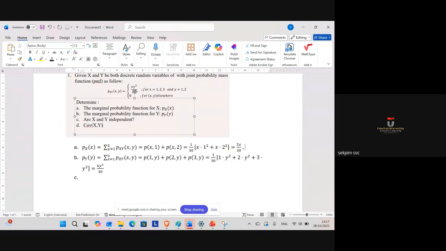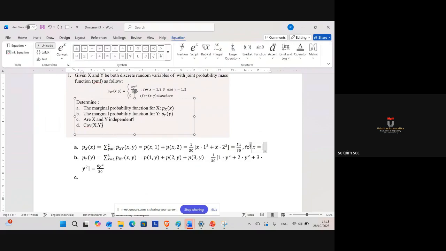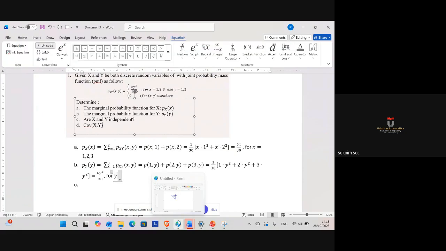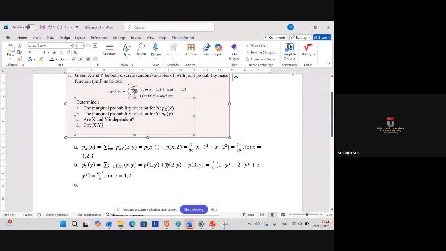Okay, so this is the function for marginal, and don't forget to put what is the function value for x. This is for x equal to 1, 2, 3, only. And this one is also for y equals to 1 and 2, right? That's the marginal functions for x and y. And the third one, point C, we are going to verify our x and y are independent.